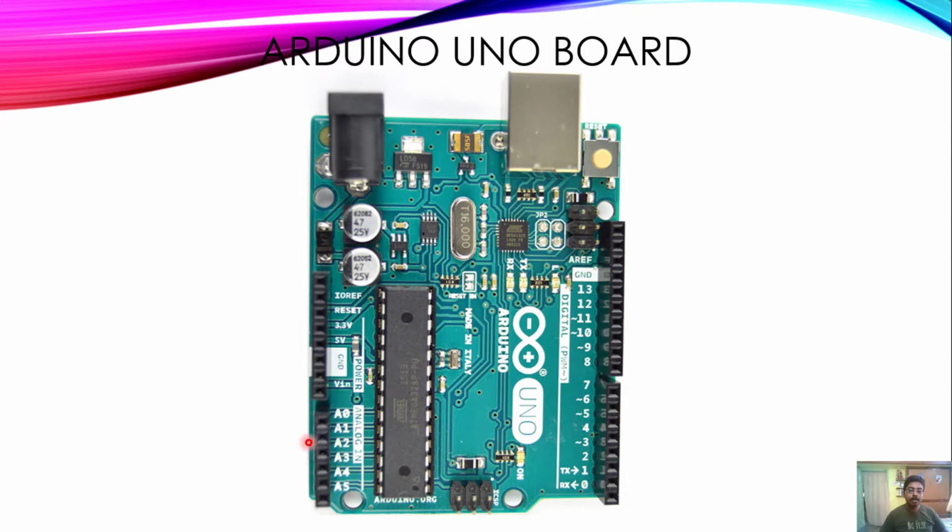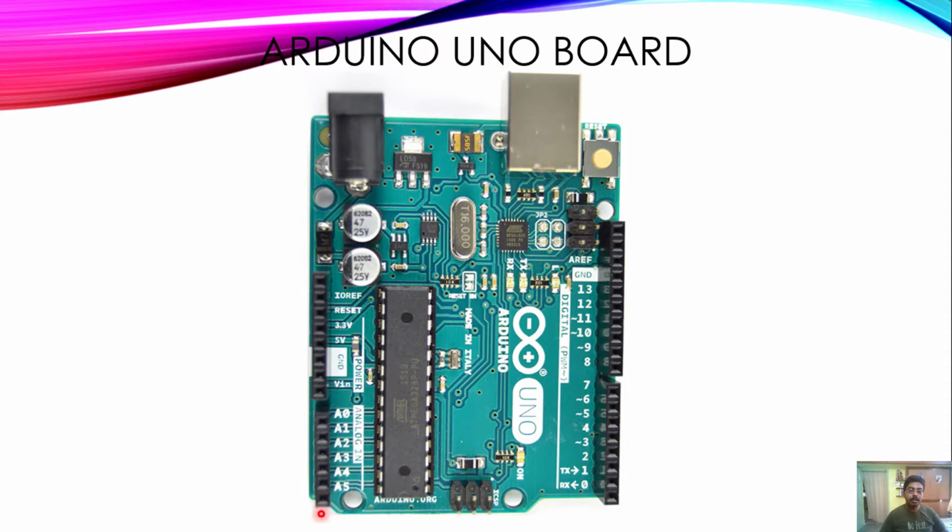And these are analog pins. We have 6 analog pins where we can connect analog sensors directly. The rating of the analog pins is 5 volt. You should not give more than 5 volt to the Arduino board. If you give more than 5 volt, it will damage the board permanently.